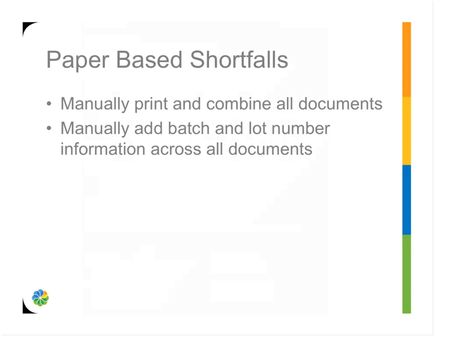So some of the shortfalls of that is you're manually printing and combining all the documents, so there's potential for error of grabbing the wrong version of the document or the wrong document itself, as well as you're manually adding the batch information and the lot number information separately across every separate document.